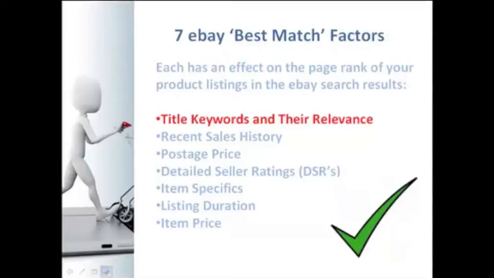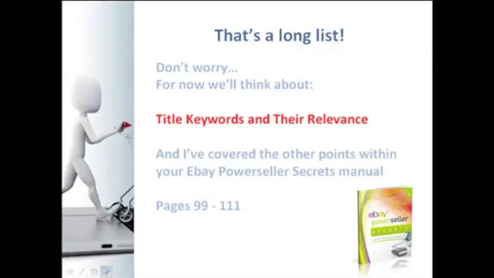I haven't got time tonight to go into detail about all the others, but what I have done is I have covered the other points within your eBay Power Seller Secrets manual, and you can find information on that on pages 99 to 111 if you want to have a read and learn more about all those other factors as well. I do talk about it also in the eSeller Mastery manual that you've also received, and I mention where you can find that later on after we've talked about the listings.